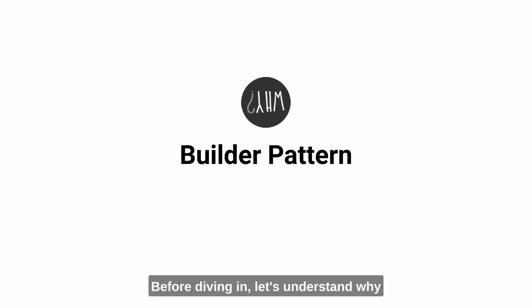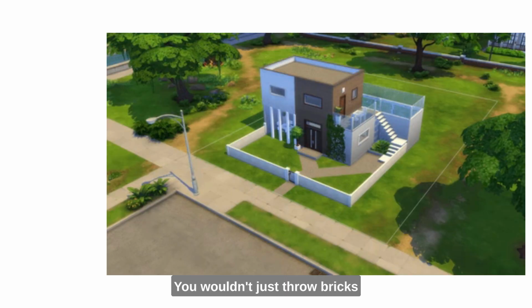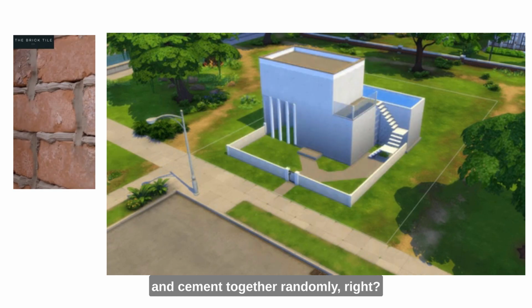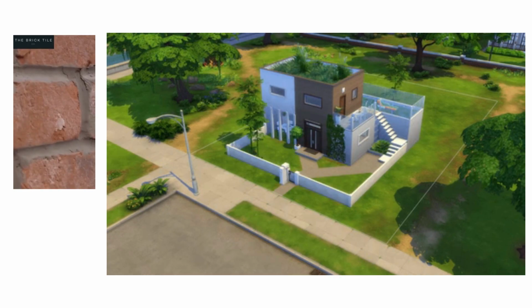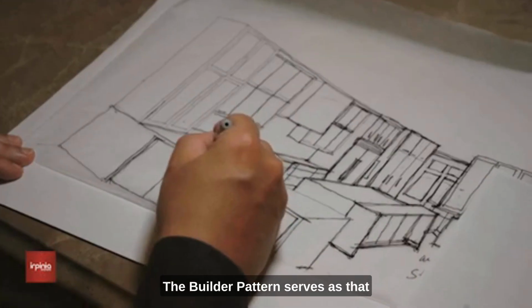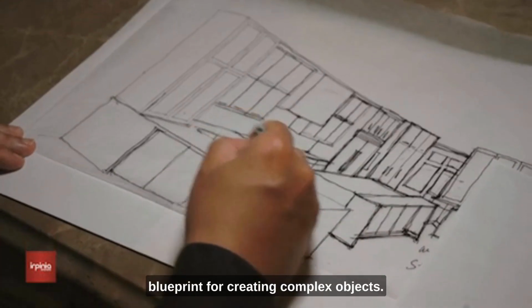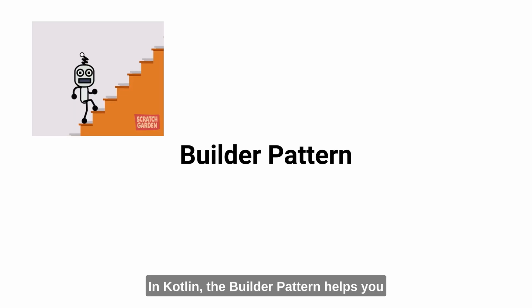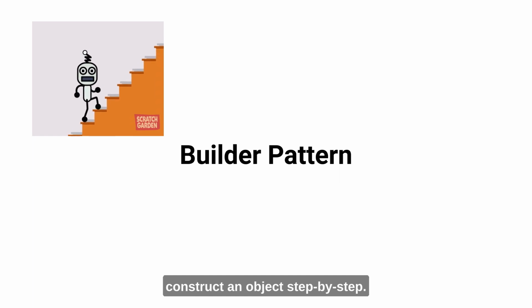Before diving in, let's understand why the builder pattern is essential. Imagine building a house. You wouldn't just throw bricks and cement together randomly, right? You follow a blueprint. The builder pattern serves as that blueprint for creating complex objects. In Kotlin, the builder pattern helps you construct an object step by step.